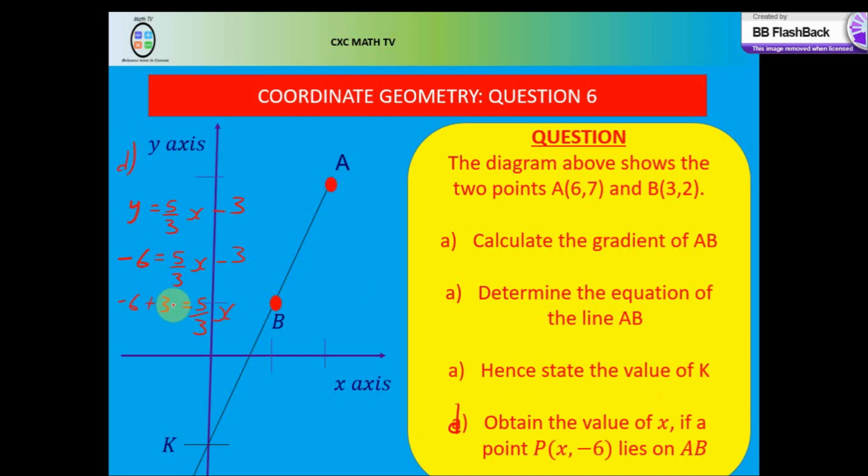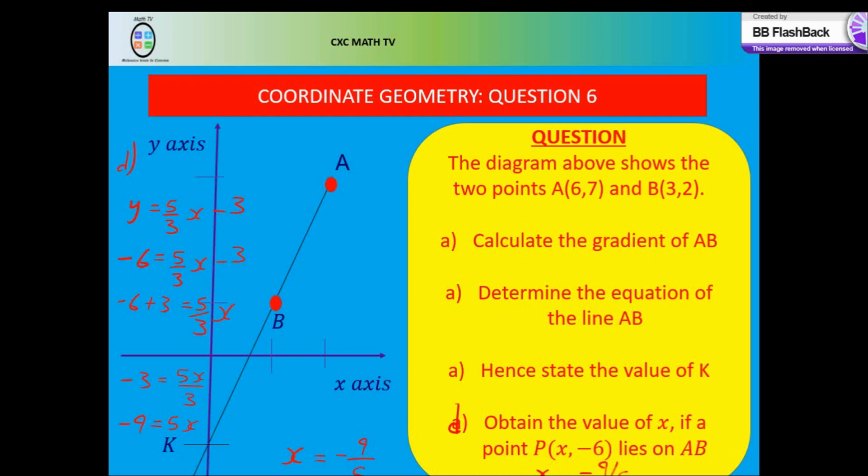Then negative 6 plus 3 is now negative 3. That's 5x over 3. Cross multiply. That's negative 9 is 5x. We divide by 5 to get x is negative 9 over 5. That's our answer. x is negative 9 over 5.